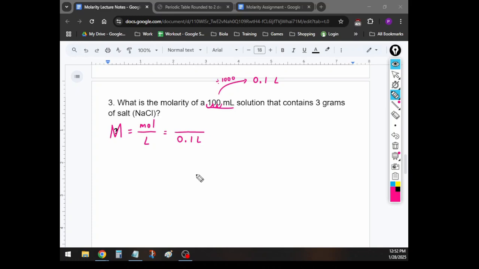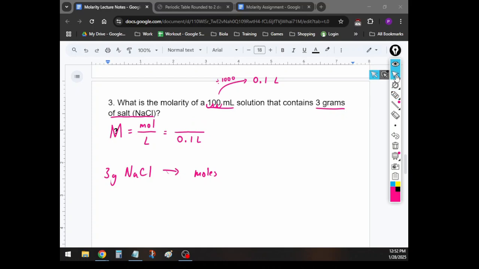All right, everybody good so far? Okay, let's move on to the new part. Instead of giving us moles, it gives us 3 grams of salt, which is NaCl. If you look, we can't plug in 3 right here because it's 3 grams, right? This needs to be moles, so this is not going to work. Instead, we're going to have to take the 3 grams of NaCl and turn it into moles. That way we can plug it into the top of the fraction.